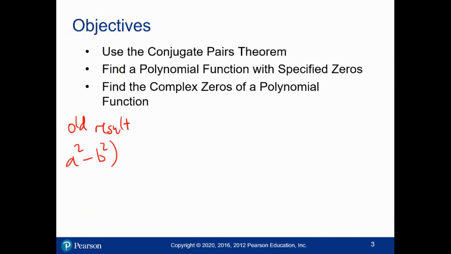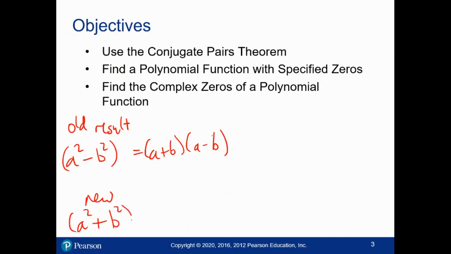How do you factor a squared minus b squared? Oh, that's easy. It's a difference of two squares, so I do a plus b times a minus b. But now we've actually seen that it's totally feasible to factor a squared plus b squared. Okay, it was a plus bi times a minus bi.